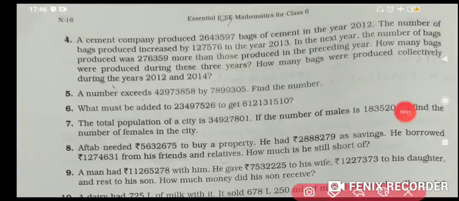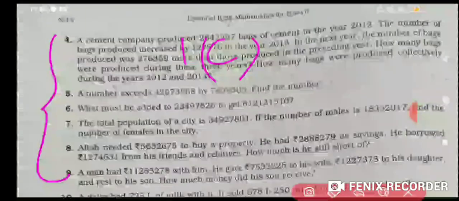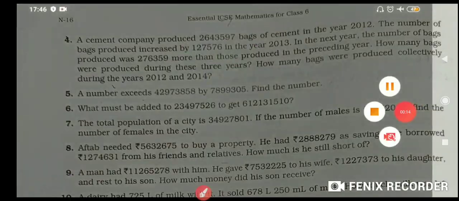Good morning, students. So we were on exercise 1C and we are going to solve some of the questions of this exercise. So I will explain this through some sums.